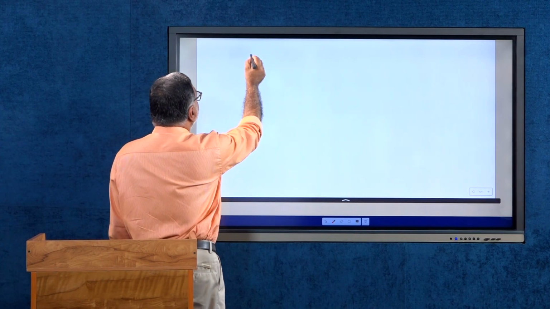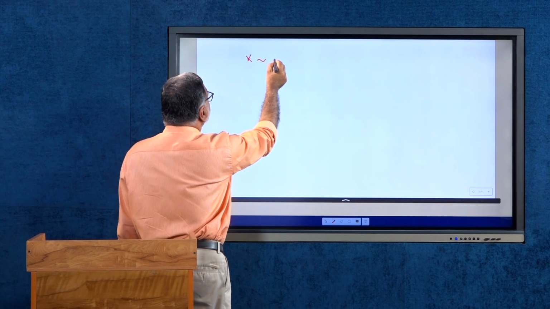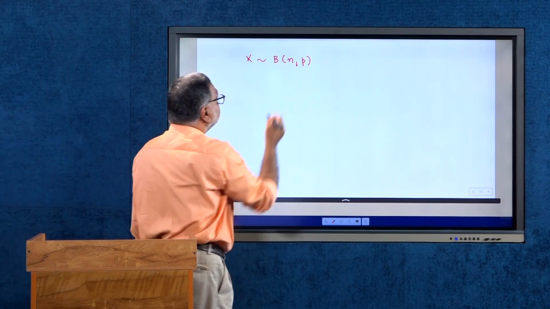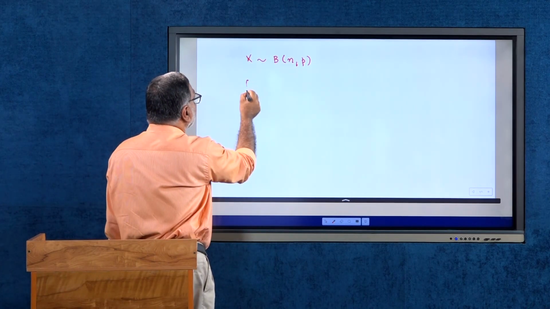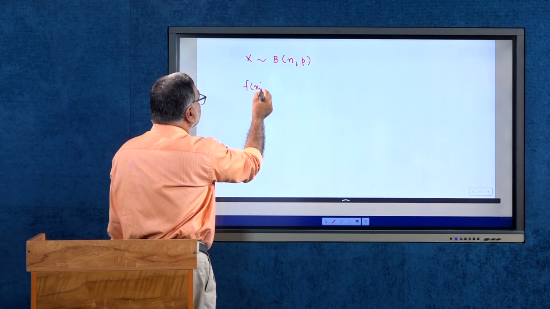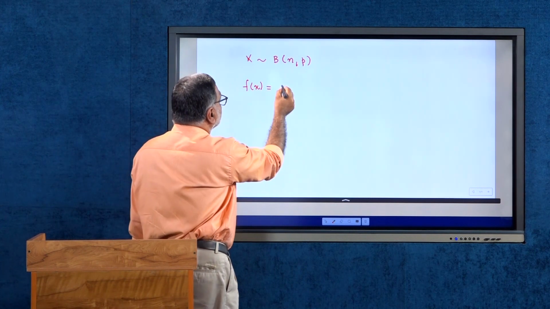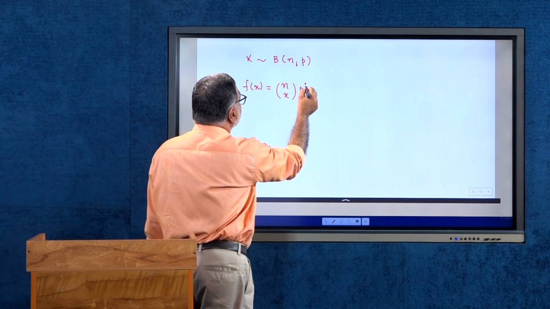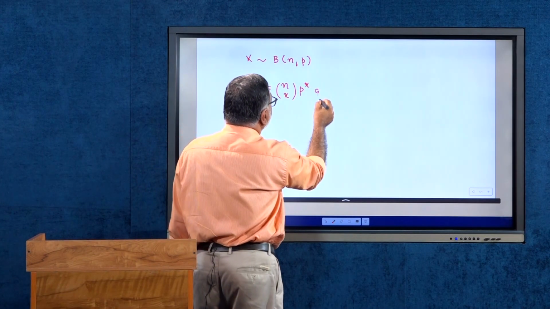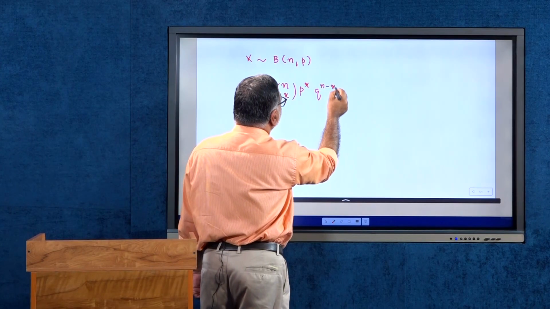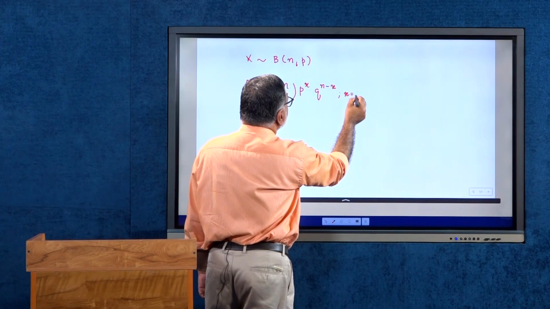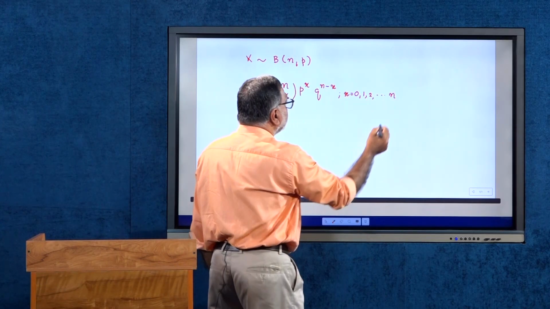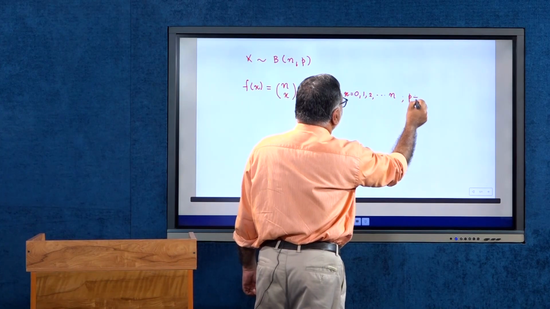We have given X, which is a binomial with the parameters n and p, and hence the probability mass function is equal to nCx p power x q power n minus x, where x is equal to 0, 1, 2, etc. up to n, and p plus q is equal to 1.